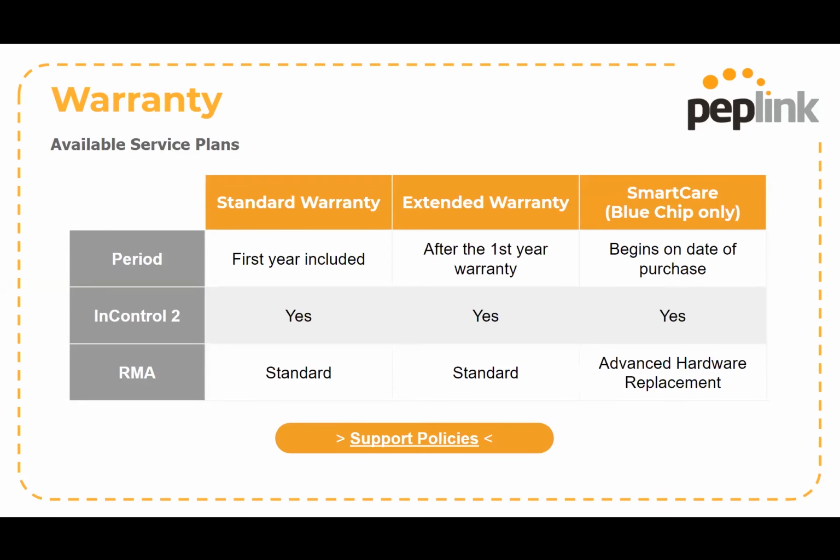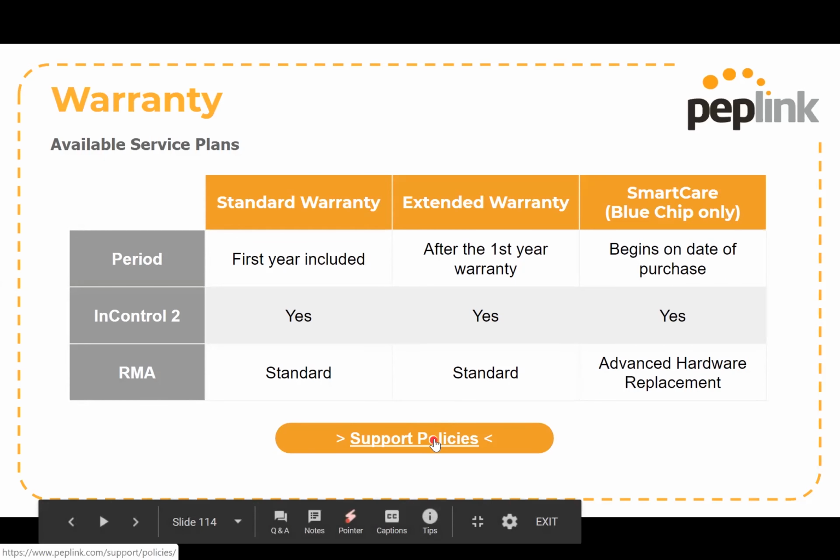So what is AHR? That is a service that once you have a deployment, and if Peplink finds that product or device to be faulty, we will send you a replacement first. Under the standard RMA policy, once Peplink has determined a device to be faulty and still under warranty, our partner needs to retrieve that faulty device and send it back to us before we send a replacement. So it's very important for you to read the support policy.